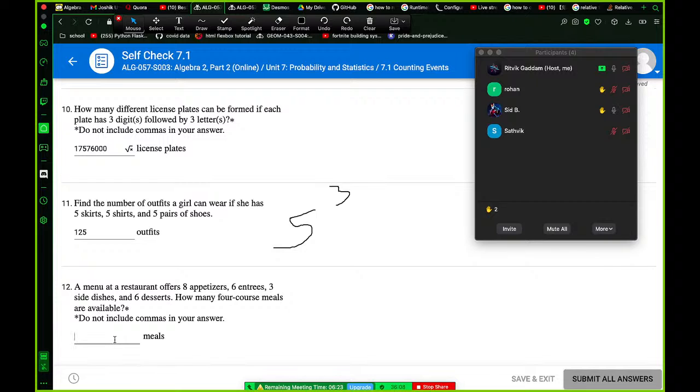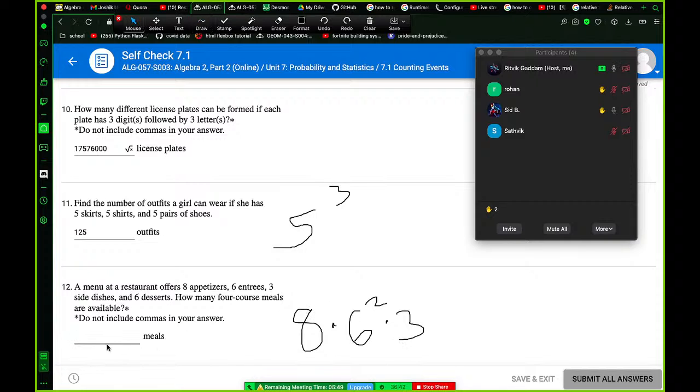A menu at a restaurant offers 8 appetizers, 6 entrees, and 3 side dishes, and 6 desserts. How many 4-course meals are available? So you have to use 1 of each course, obviously. So it'd be 8 times 6 times 3 times 6, or 8 times 6 squared times 3. Yeah, that's basically the same thing.